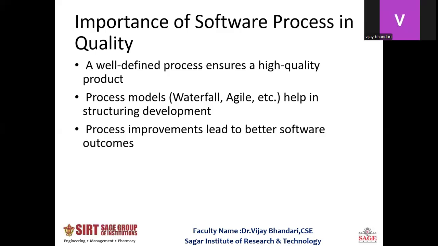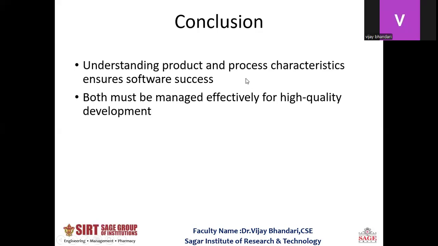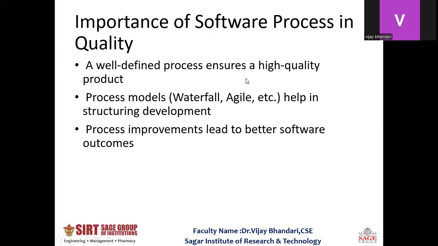Now in this slide, we will see the importance of software process in quality. A well-defined process ensures a high quality product. Process models like waterfall, agile, RAD help in structuring development, and process improvements lead to better software outcomes, right? So these are the main things that lead to better software outcomes.